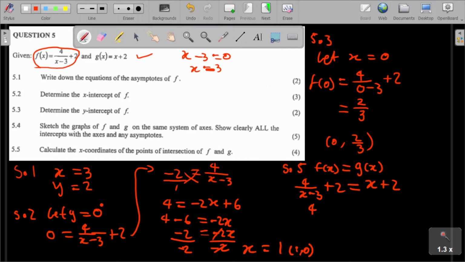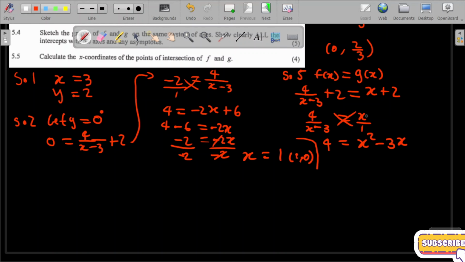So it's going to be 4 over (x - 3) = x. And then 2 and 2 are going to cancel each other, and you're going to be left with this. So from here, we cross multiply. We're going to have 4 = x squared - 3x. And then from here, we take 4 to the other side. It's 0 = x squared - 3x - 4. And then we factorize here.